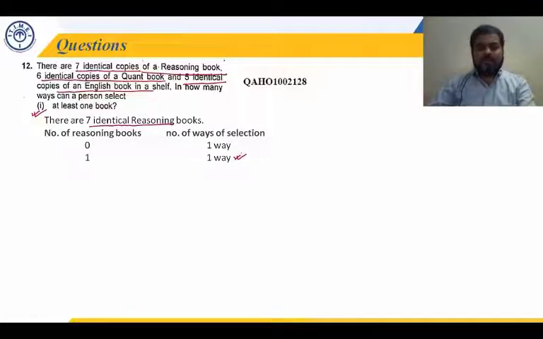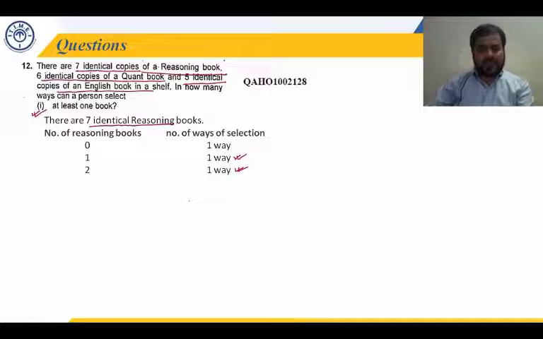Now if you have to select 2 reasoning books, had all the reasoning books been different, then the number of ways would have been 7C2. But since here all the reasoning books are identical, you can pick any 2 reasoning books, it will not make any difference. So there is only one way of picking 2 reasoning books because the books are identical.